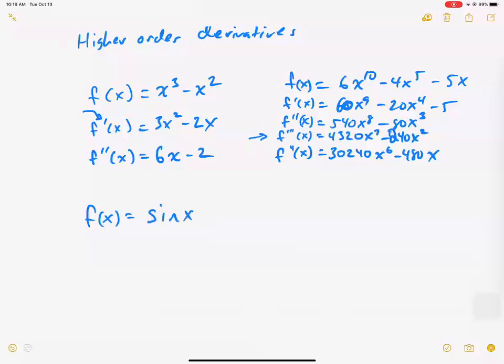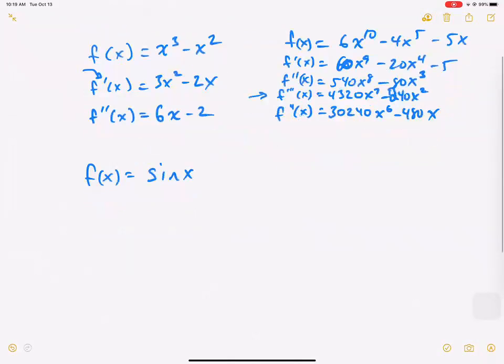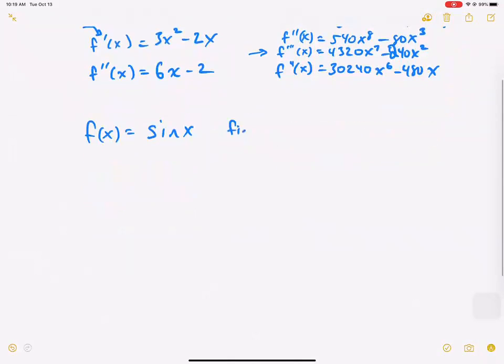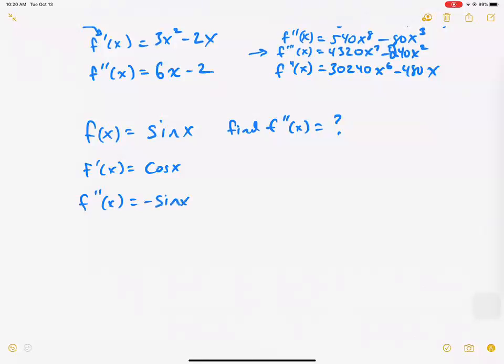Let's do our trig functions. Let's do sine. Let's just find f double prime. What is f double prime going to be? So we just walk our way through the problem. F prime is cosine of x. F double prime then is the derivative of cosine, and that's going to be negative sine of x.